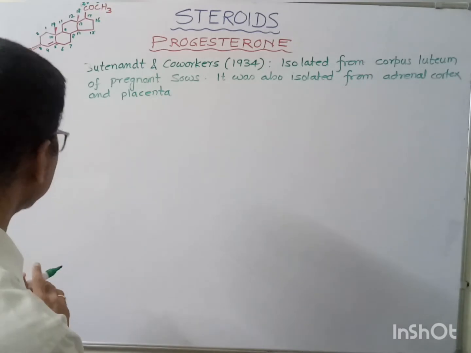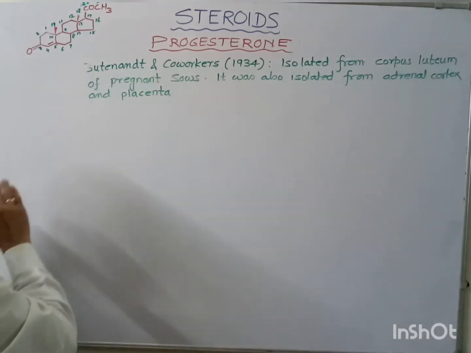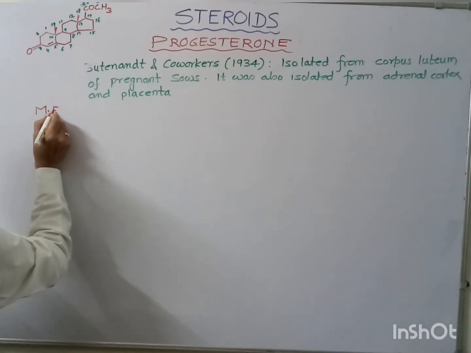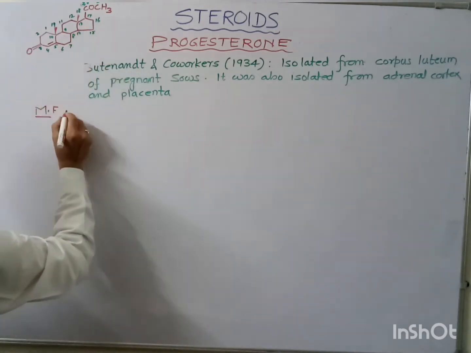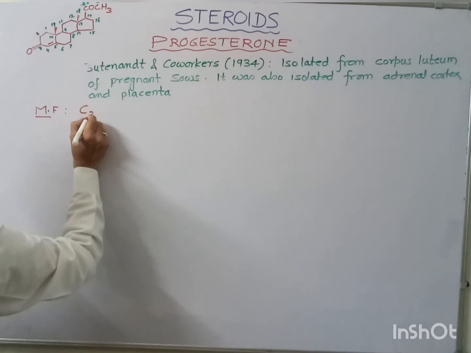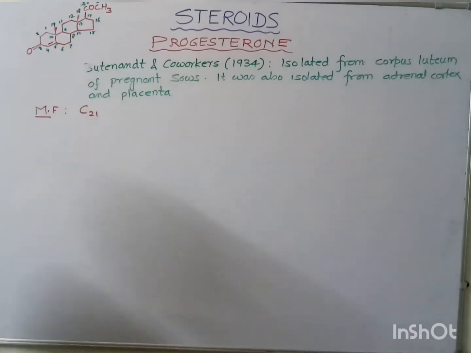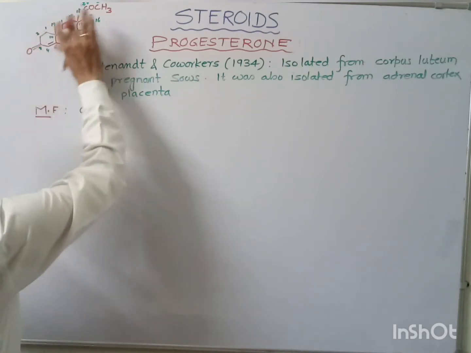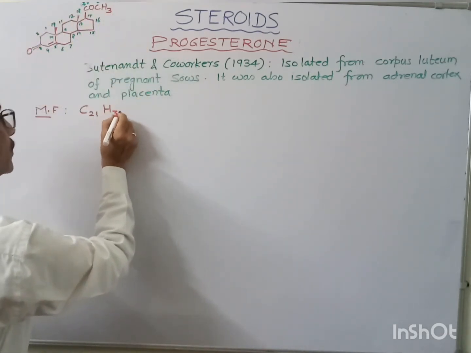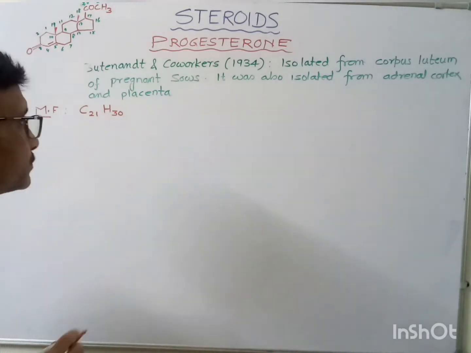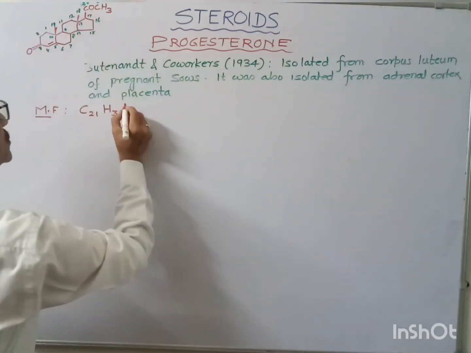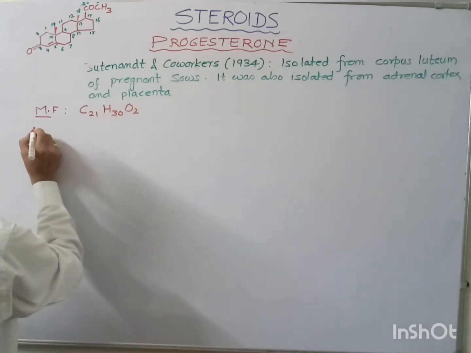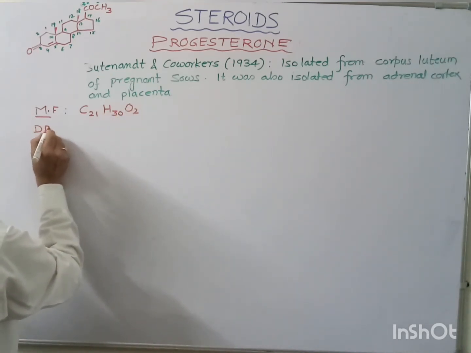So let's come to the structure elucidation. Its molecular formula, as I told, contains 21 carbon atoms, the pregnane nucleus. Then if we count the number of hydrogens, it will have 30 hydrogen atoms, and 2 oxygen atoms are present here. So 2 oxygen atoms.